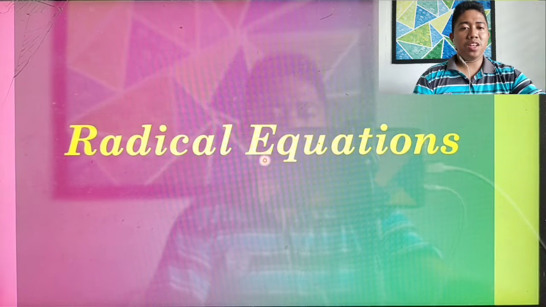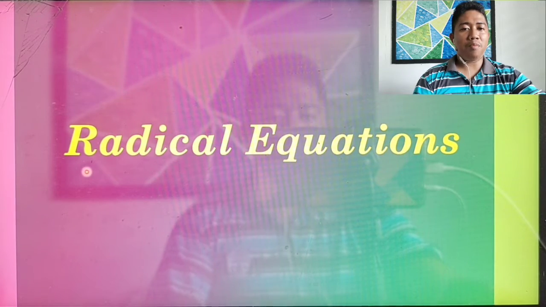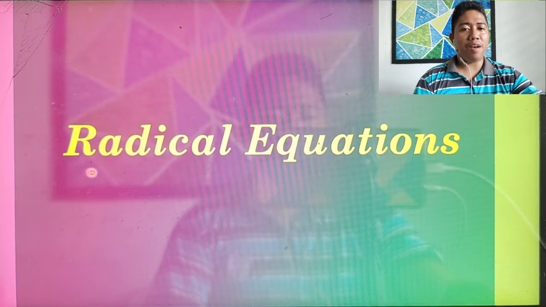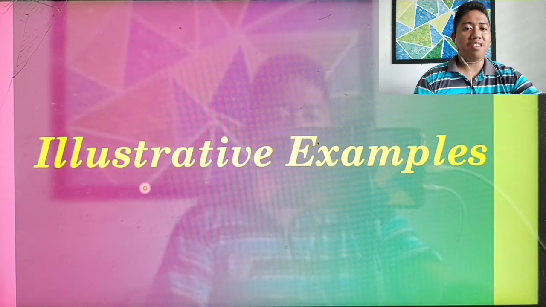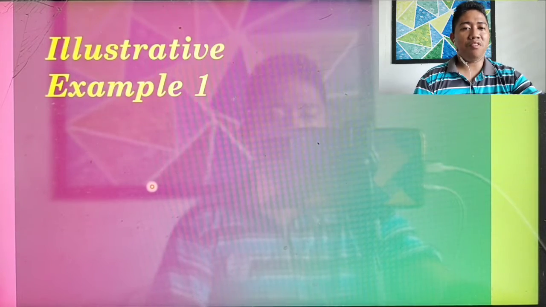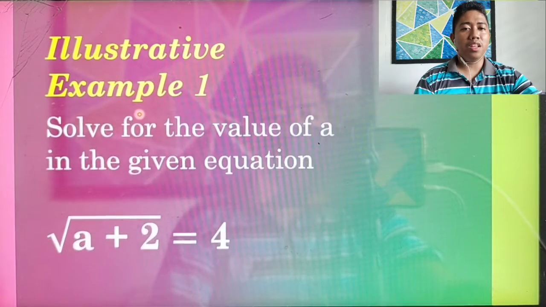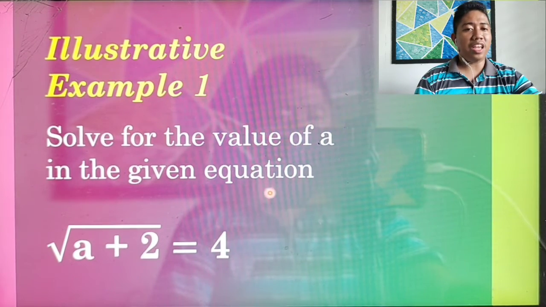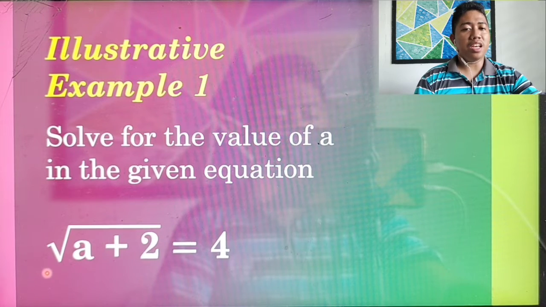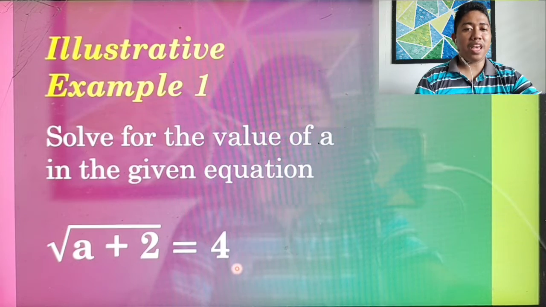My dear viewers, now to come up with a lesson on radical equations, let us study some illustrative examples which involve radical equations and how to solve for an indicated variable. So let us begin with our first illustrative example. Solve for the value of a in the given equation, the square root of a plus 2 is equal to 4. To solve this kind of radical equation, here is the solution.